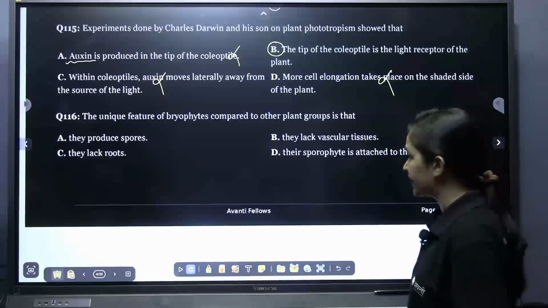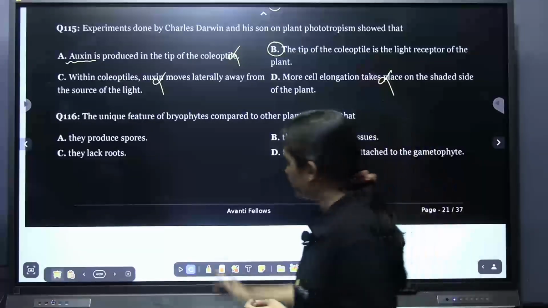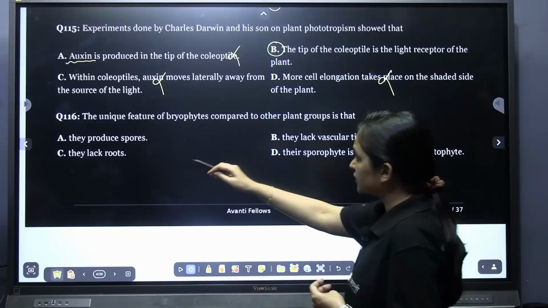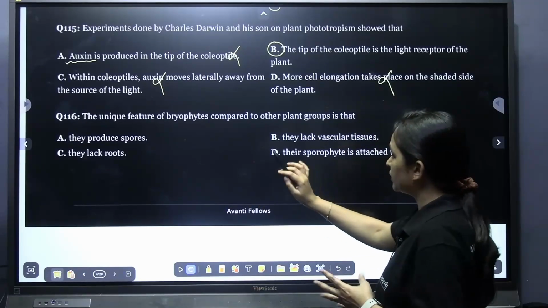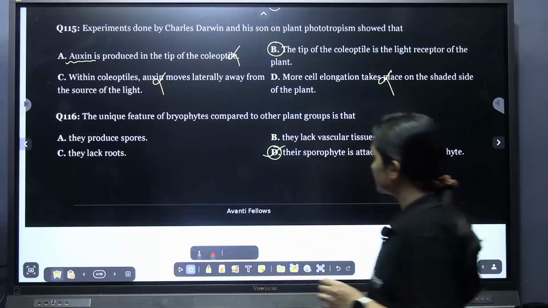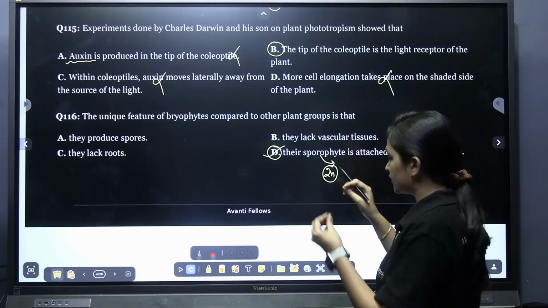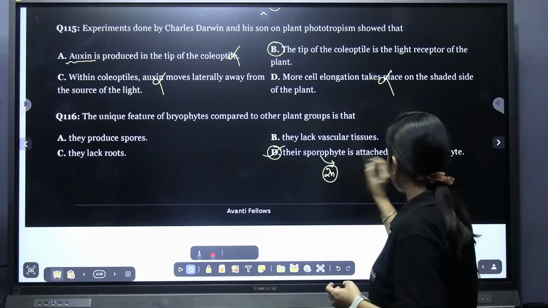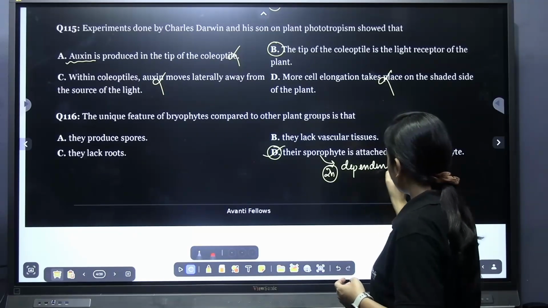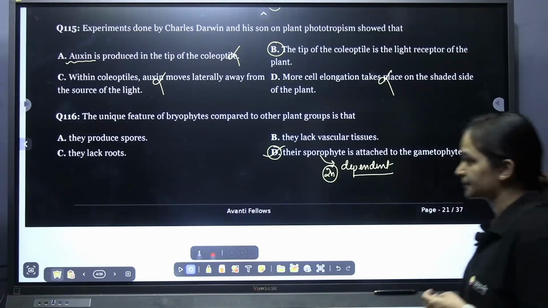The unique feature of bryophytes compared to other plant groups: they produce spores. Algae also do that. They lack vascular tissue. Algae also do that. They lack roots. No, I mean only the unique feature. Their sporophyte is attached to the gametophyte. Yes, here the sporophyte, which is 2n, that is the diploid plant body, is attached to the plant body gametophyte, which means the sporophyte is dependent on the gametophyte. This was the unique feature of bryophytes. D for Delhi is the correct answer. Understanding?